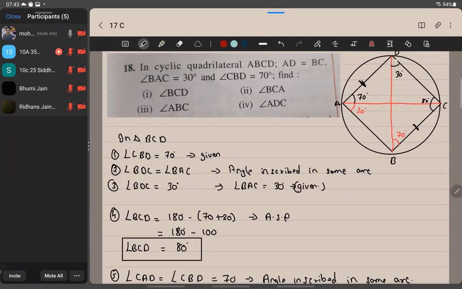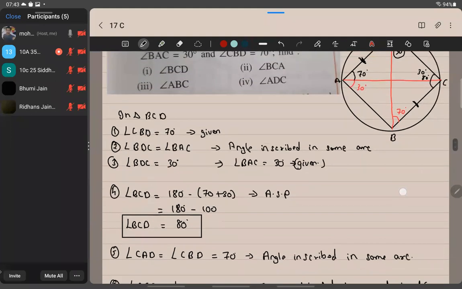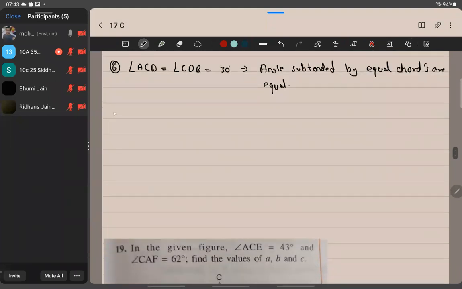So here, this is 30, this is 30 degree, CDB. So ACD is also 30. This part also will be 30 here. Okay. If this part is 30, so I can find angle BCA. So seventh, angle BCA.